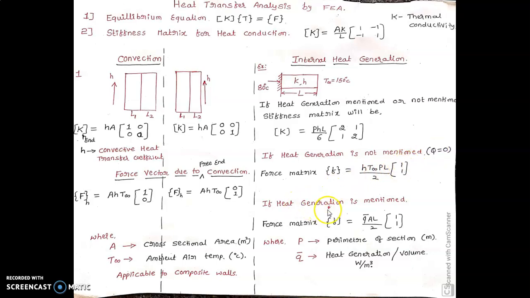And if heat generation is mentioned, that is Q is equal to some 100 watt per meter cube, 200 watt per meter cube, then you have to use the force matrix as this. If heat generation is mentioned, use the force matrix as this, and stiffness matrix is common to both the cases. So these formulas are very important to solve the numericals. In the next video, we'll see important problems associated with heat transfer.